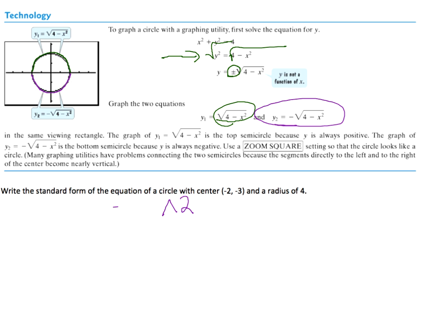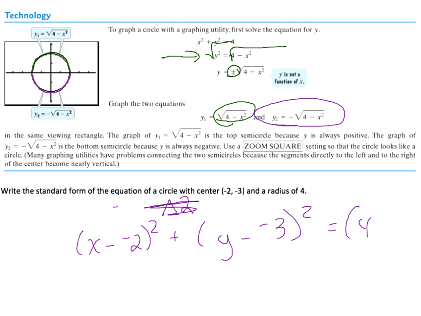Trina's actually correct. So when we put this in, we have x minus -2 squared plus y minus -3 squared equals 4 squared. So x plus 2 squared plus y plus 3 squared equals 16. Okay?